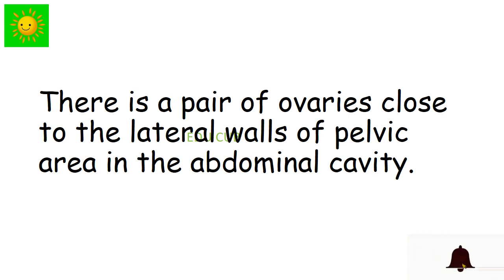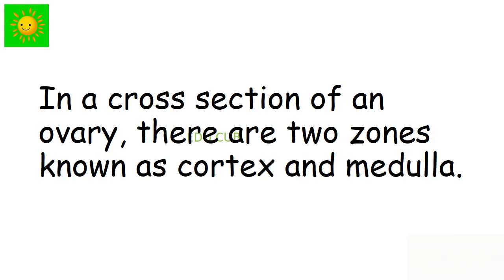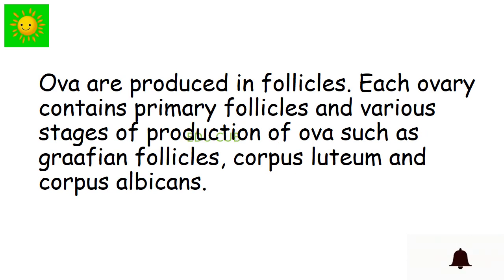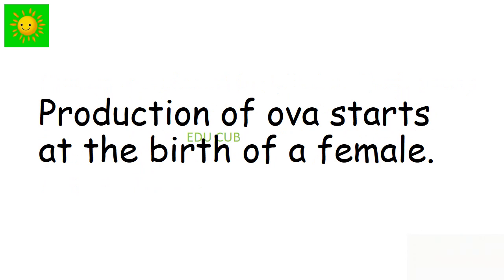There is a pair of ovaries close to the lateral walls of the pelvic area in the abdominal cavity. In a cross-section of an ovary, there are two zones known as the cortex and medulla. Ova are produced in follicles. Each ovary contains primary follicles and various stages of production of ova, such as Graafian follicles, corpus luteum and corpus albicans. Production of ova starts at the birth of the female.